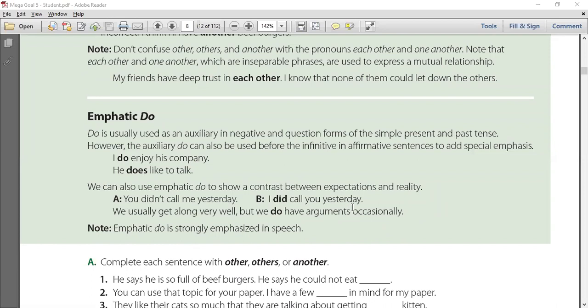Did you understand, Sarah? Yes. Okay, so we usually get along very well, but we do have arguments occasionally. Okay, so something, expectation, and the what? Reality. Expectation, that I think that you didn't call me yesterday, but the reality is I did call you yesterday. So this is how I use did and do to emphasize something.